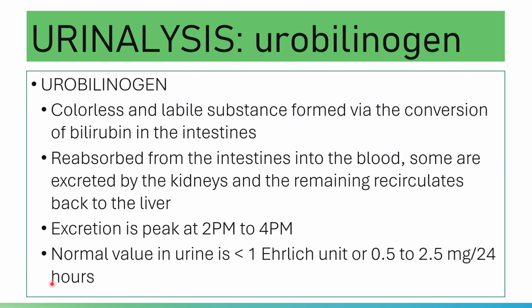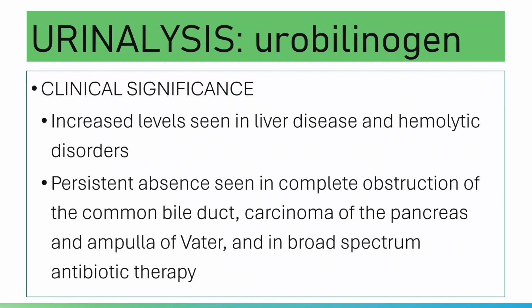The normal value of urobilinogen in the urine is less than 1 Ehrlich unit or 0.5 to 2.5 milligrams per 24 hours. Now, the clinical significance, or clinical utility, of your urobilinogen.